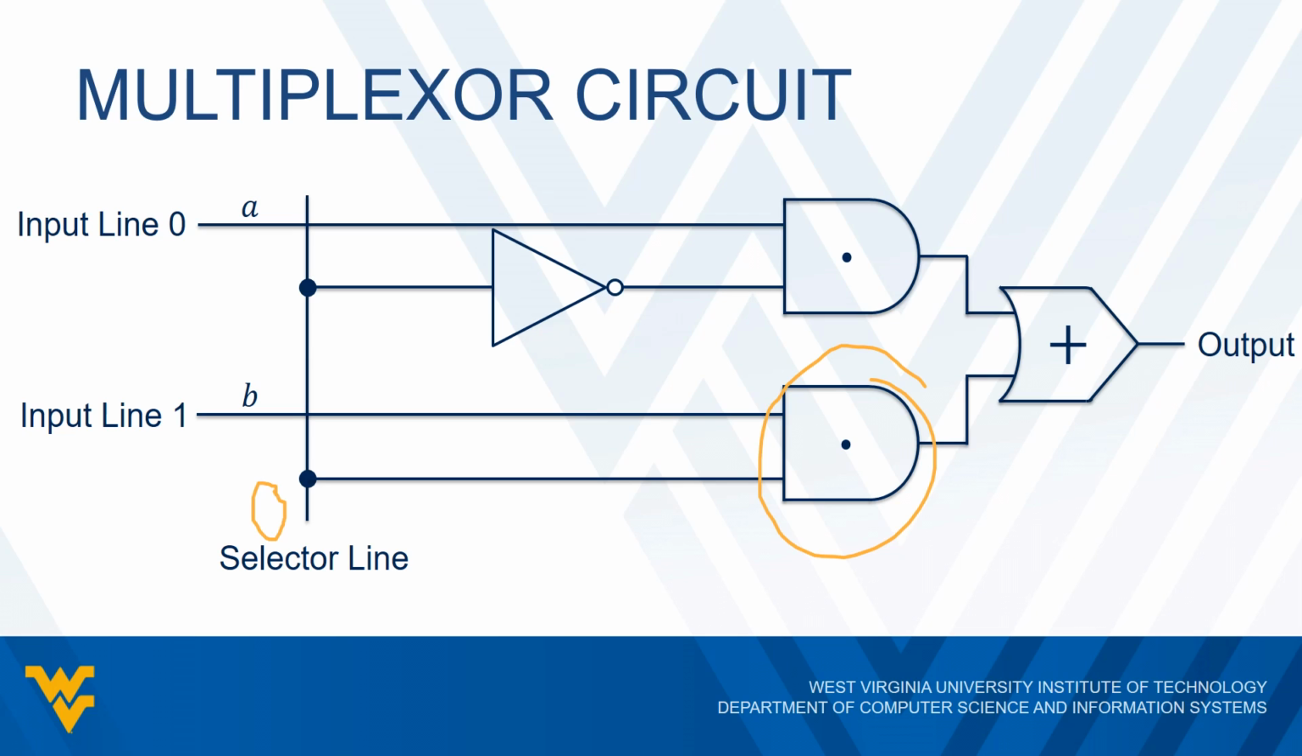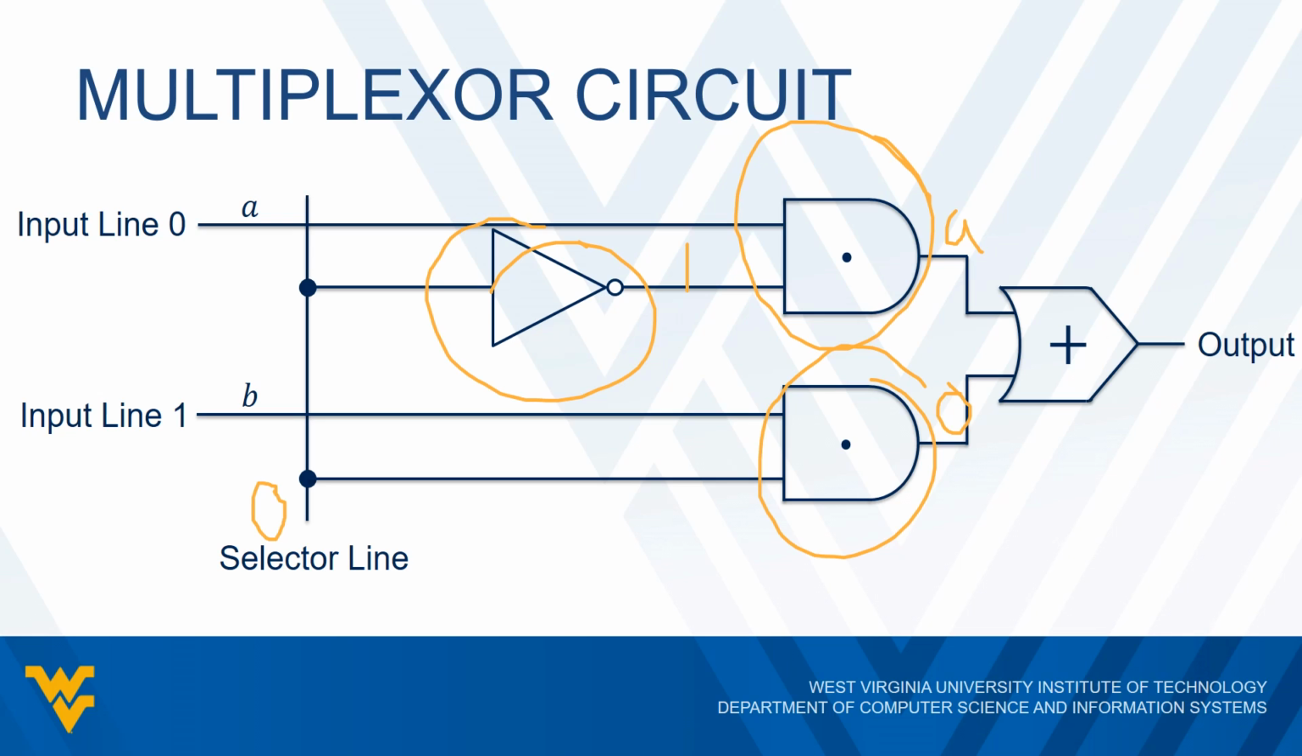Now let's take a look at the other AND gate up here. Notice that if the selector line is 0, the NOT gate that we have right here is going to make the 0 a 1. And that means that no matter what value A is, A AND 1 is always going to be A. So the output of this top AND gate is going to be equal to the value of A, which is the value of the input from line 0. So the two inputs to the OR gate are going to be 0 over here, and A up here.